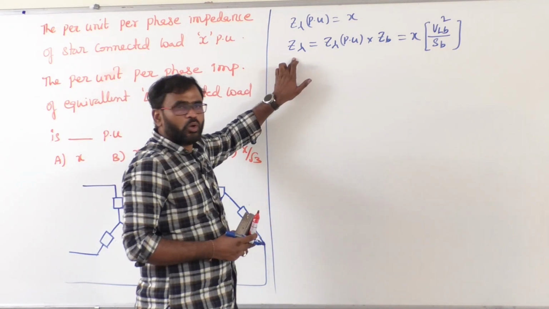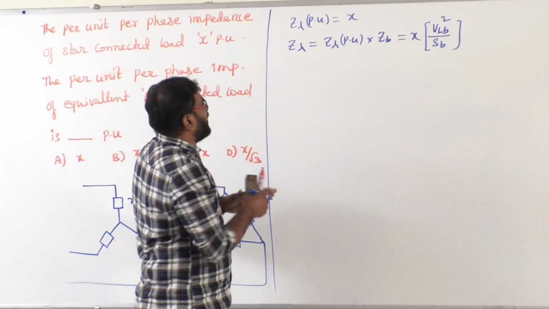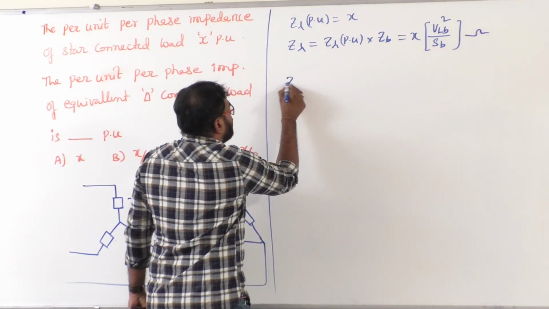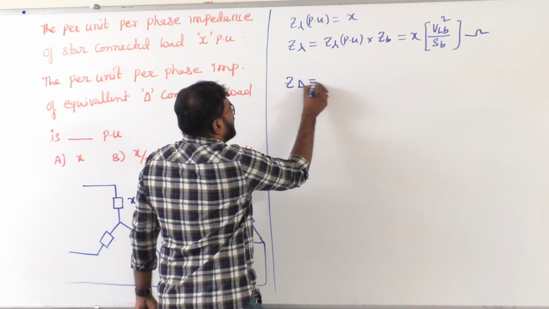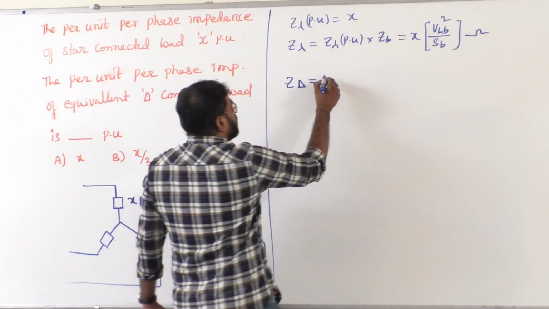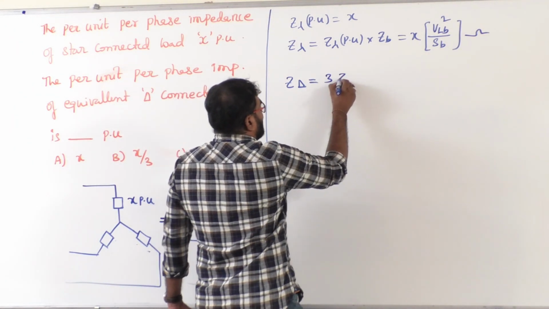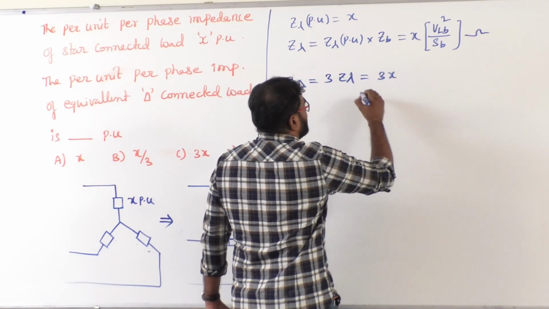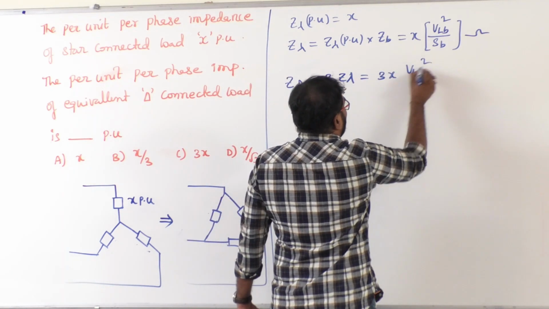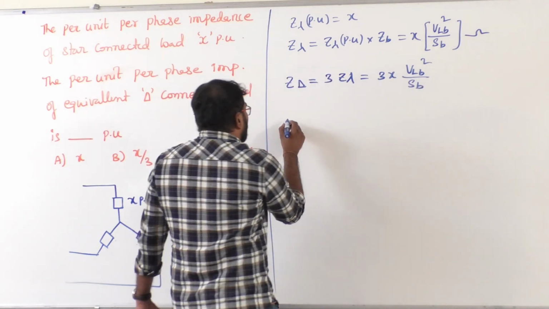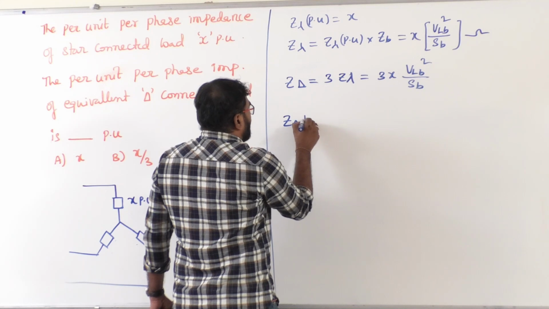So that is Z star. Okay. Now if you convert star to delta, what is the unit of this, by the way? Ohms. If you convert star to delta, what is Z delta? 3 times the Z star. So what is the Z star value? 3 into X into V_LB square by S base. Okay. Clear? Now I require Z delta in per unit.